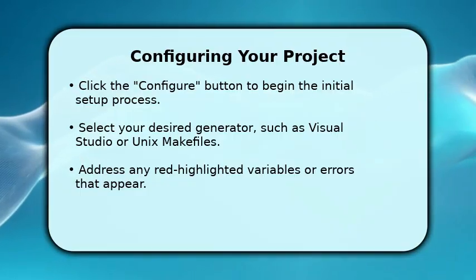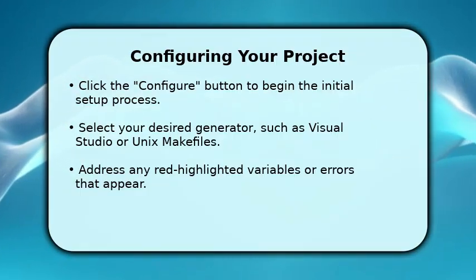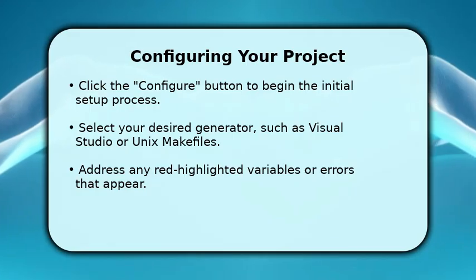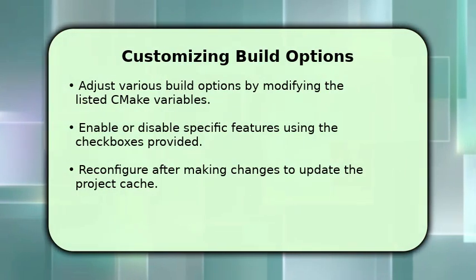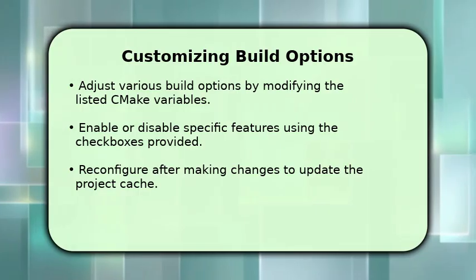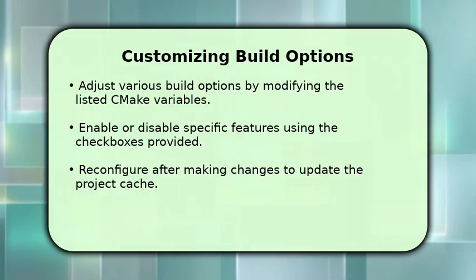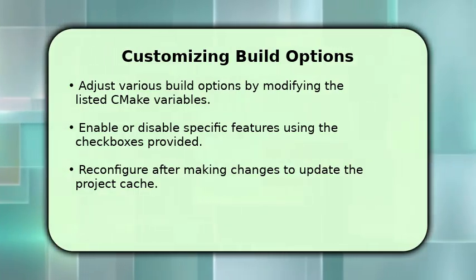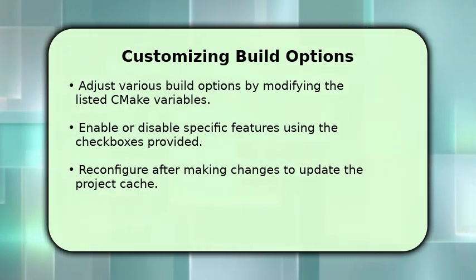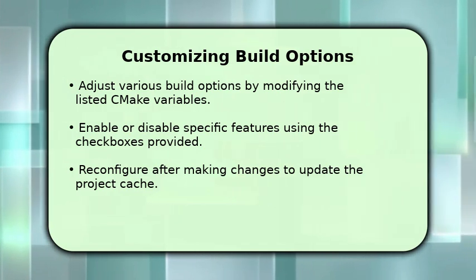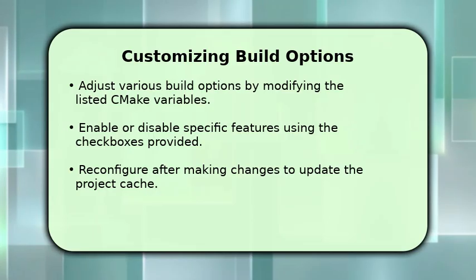Any new or modified variables will appear highlighted in red, indicating they might need your attention. Now, you can customize your build by adjusting the variables listed in the main window. These variables control aspects like build type, installation paths, and feature toggles. For instance, you might enable or disable a specific library dependency.